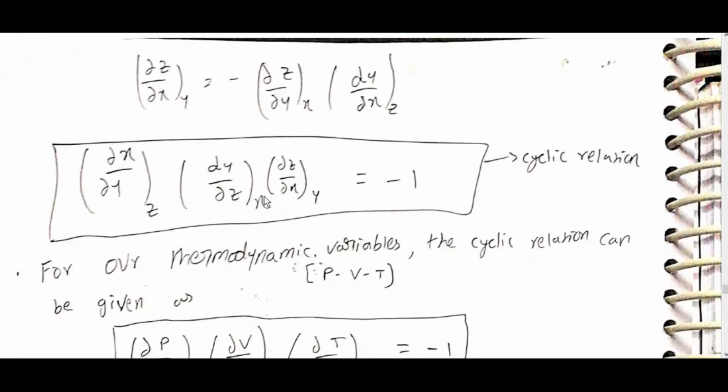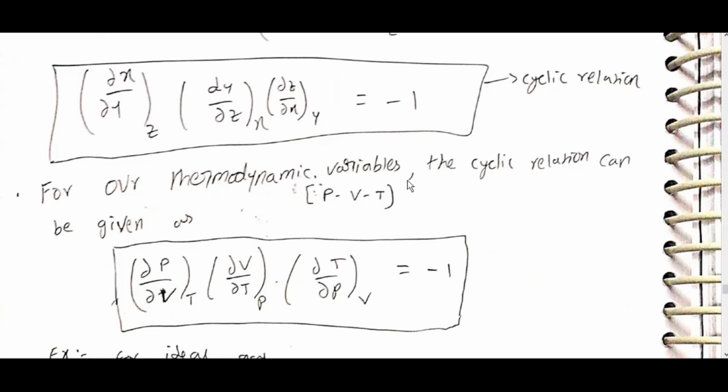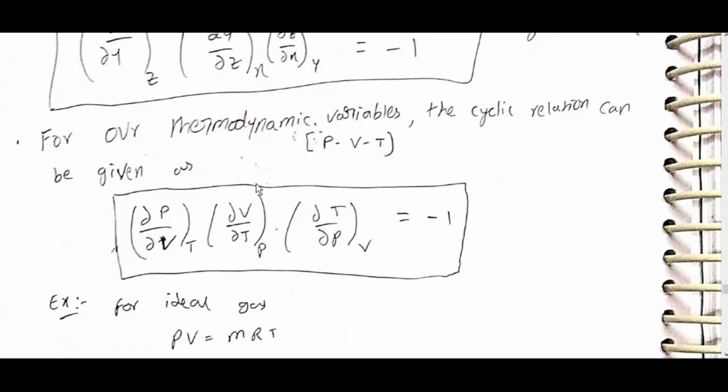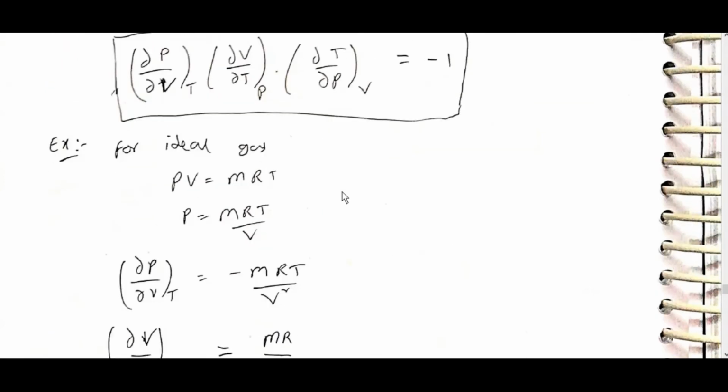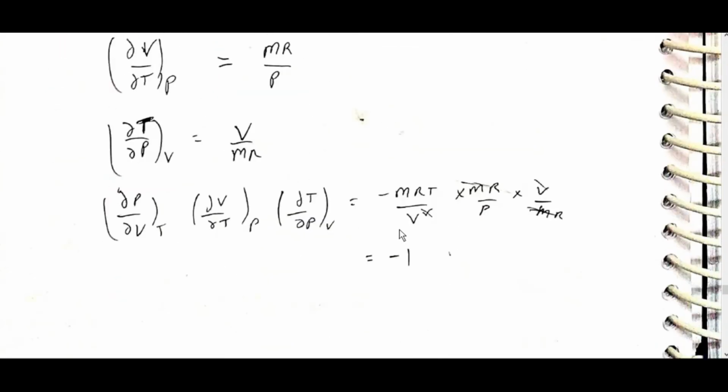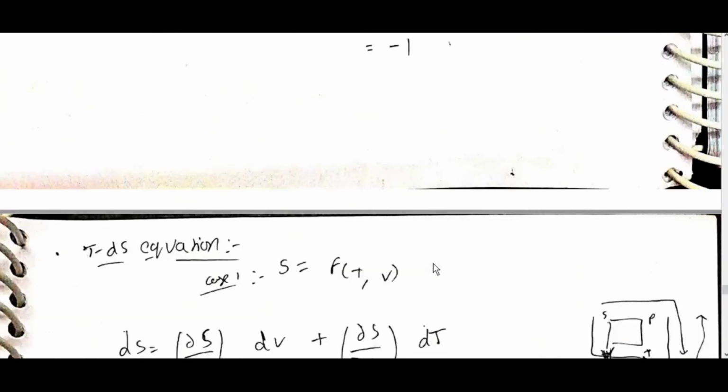After writing it out, ∂x/∂y into ∂y/∂z into ∂z/∂x, at constant z, x, y respectively, in multiplication is equal to -1. This is the cyclic relation. For our thermodynamic relation, the cyclic relation in P, V, T is ∂P/∂V at constant temperature into ∂V/∂T at constant pressure into ∂T/∂P at constant volume is equal to -1. For an ideal gas, we can prove that after multiplying everything we will get -1.